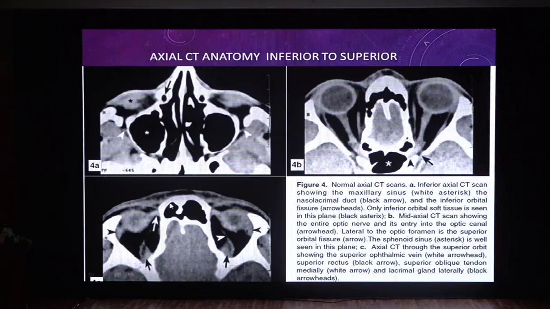We can also see the sphenoid sinus, the medial rectus, the lateral rectus, and the globe. And the axial CT scan to the superior orbit would show the superior ophthalmic vein, the superior rectus muscle, the superior oblique tendon medially, and the lacrimal gland laterally.